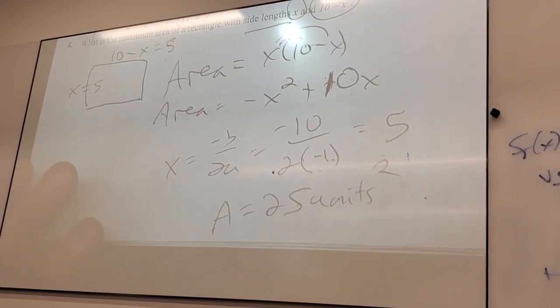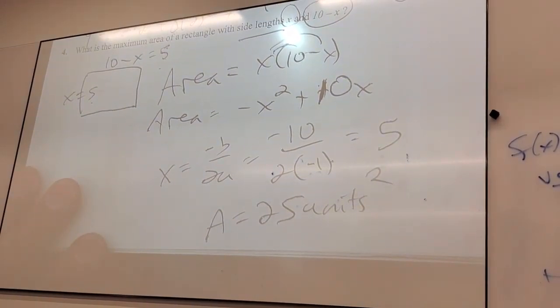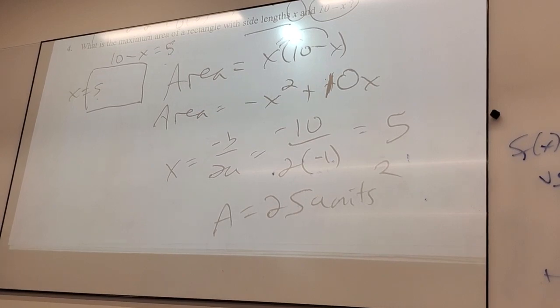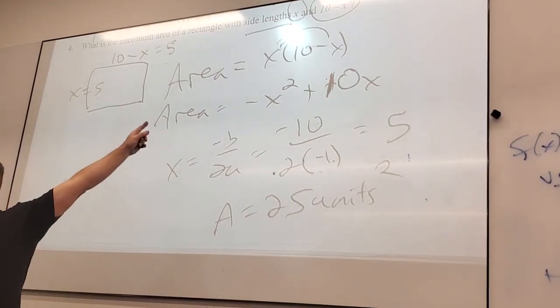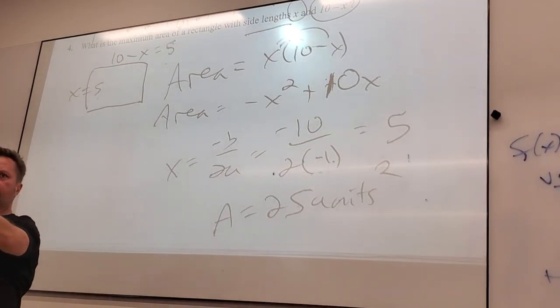You can do this if you want. Why is a negative 1? Why is b 10? So where's a? In front of the x squared. What's in front of the x squared? A 0. Negative one. Cool. You guys with me?